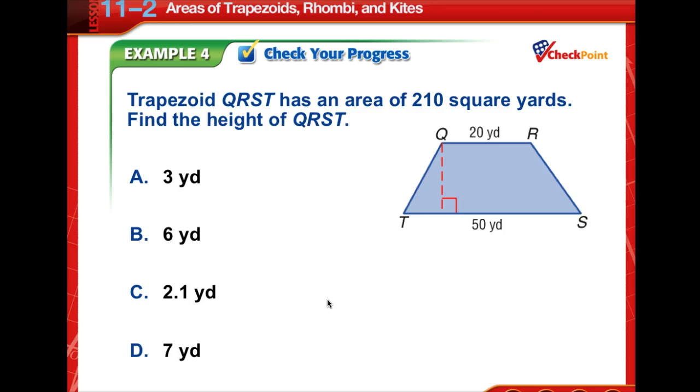Okay, time for you to try your hand at one. We've got a trapezoid. We're given the area of 210 square yards, and we're asked to find the height. So pause the video and then come back and check your answer. We know the formula for the area of a trapezoid is 1/2 times height times the quantity of both the bases added together. So if we substitute in 1/2, and we don't know the height, times 20 plus 50 is 70. Half of 70 is 35. So we divide 210 by 35. The height would be 6 yards.